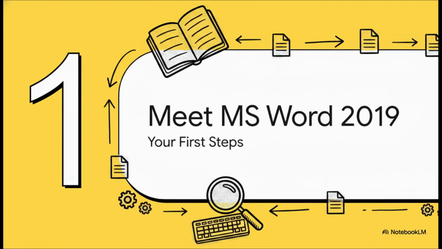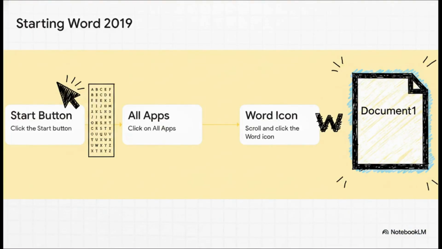All right, kicking things off with Section 1, Meet MS Word 2019, Your First Steps. Before we can even type a single word, we obviously have to open the app. The sequence is actually super straightforward. You're just going to start by clicking the Start button right on your computer. From there, you click on All Apps. You'll scroll through that alphabetical list until you hit the Word icon and then give it a click. Once the program launches, your final step is to click on Blank Document. This is basically you asking the software for a fresh piece of digital paper. And when you do that, it opens up an empty document and automatically gives it the default title, Document 1.